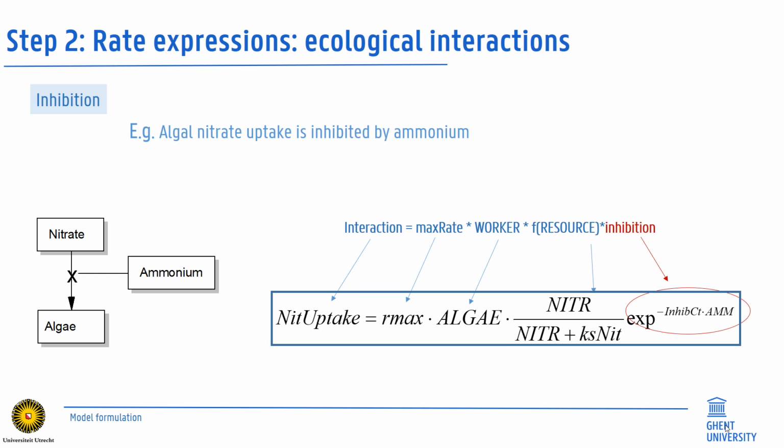Alternatively, one component may inhibit the uptake of another one. Nitrate uptake by algae is for instance inhibited by ammonium. Here, the inhibition is included in the rate expression as a negative exponential function, so defining an exponentially declining nitrate uptake with increasing ammonium concentrations in the water column.